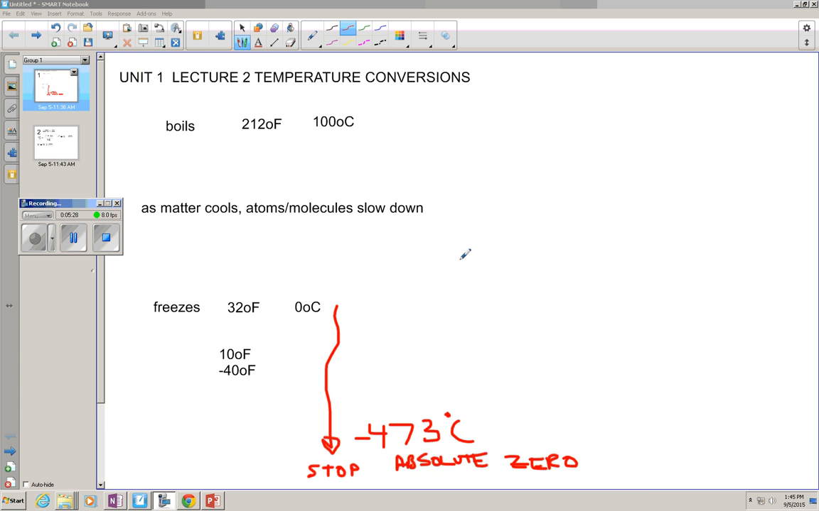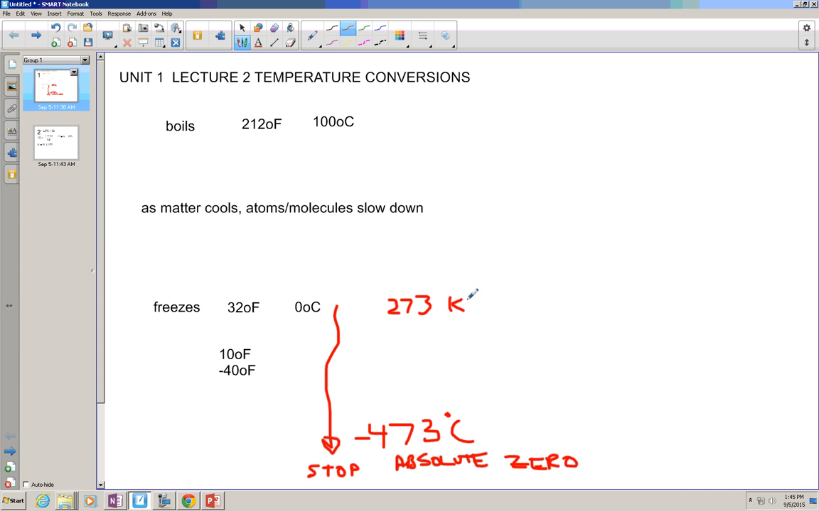So if we enter a new temperature scale in here, our Kelvin temperature scale, we have to put some new numbers. The freezing point of water in the Kelvin temperature scale is equal to, you ready for it? 273 Kelvin. For whatever reason, we don't use the degrees symbol when we talk about Kelvin. I just say 273 Kelvin. The boiling point of water in the Kelvin scale is 373 Kelvin.